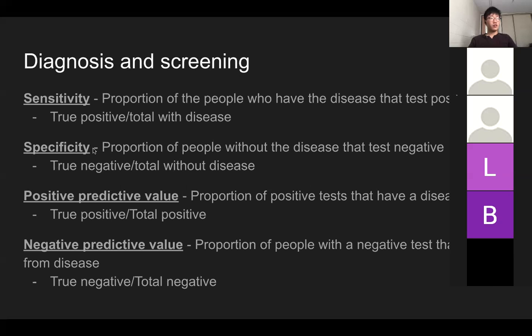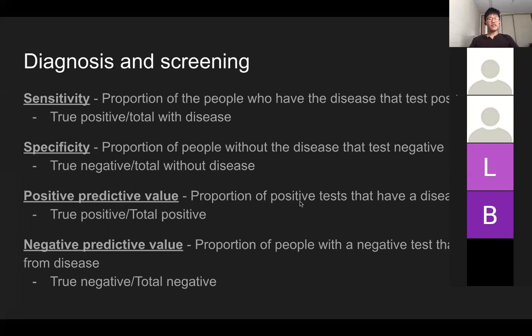Okay, so here's something quite important to note and understand, which is the difference between sensitivity, specificity, positive predictive value, and your negative predictive value. Sensitivity is the proportion of people who have the disease that test positive. So that's your true positive over your total people with disease. Specificity is the proportion of people without the disease that test negative. Your true negative over your total without disease. Positive predictive value is the proportion of positive tests that have the disease.